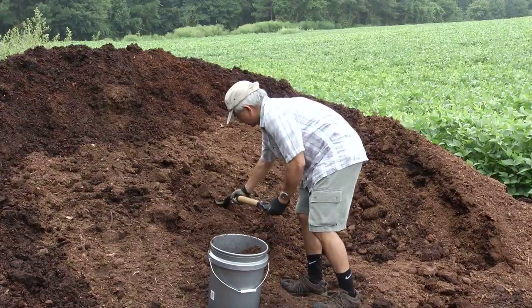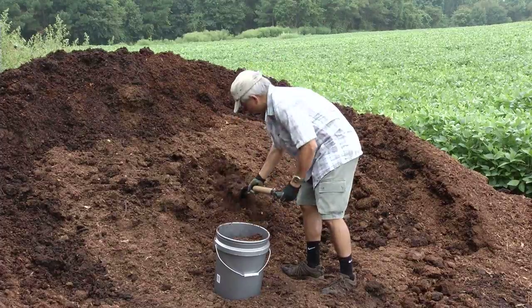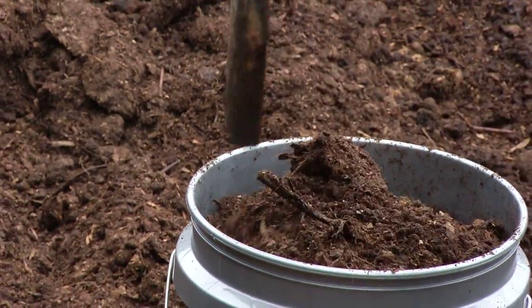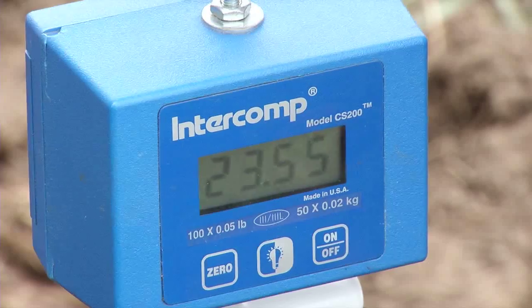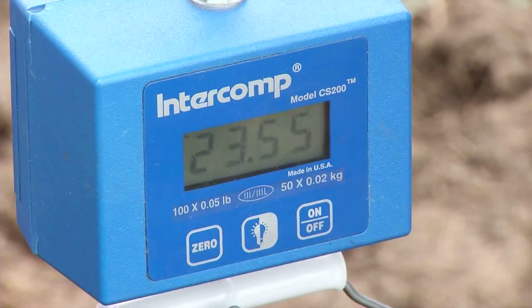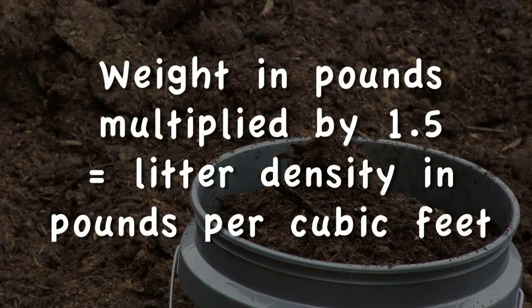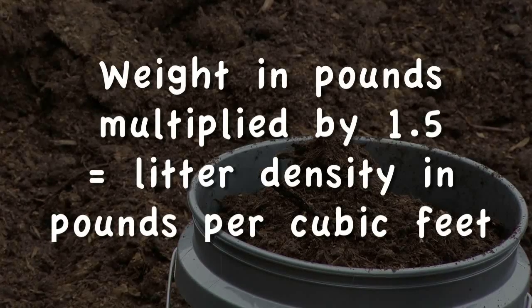An easy way to determine your litter density is by filling up a 5-gallon bucket with litter without tapping or compacting and multiplying the weight in pounds by 1.5. You get your litter density in pounds per cubic feet. Repeat this process 3 times and use the average of the 3 values as density of the litter.